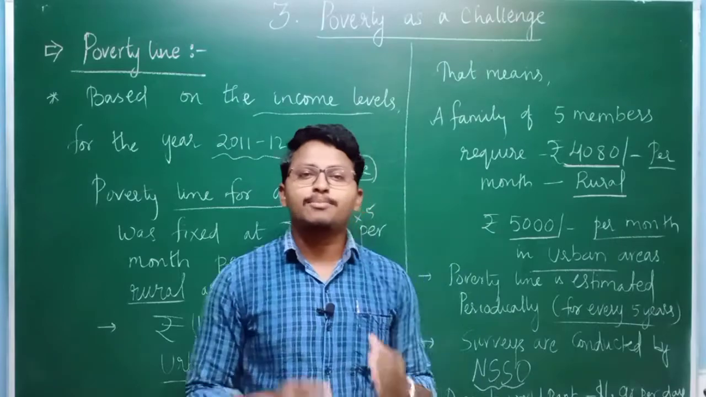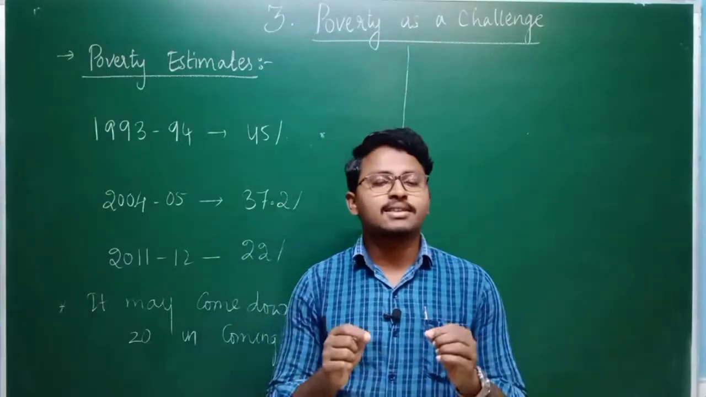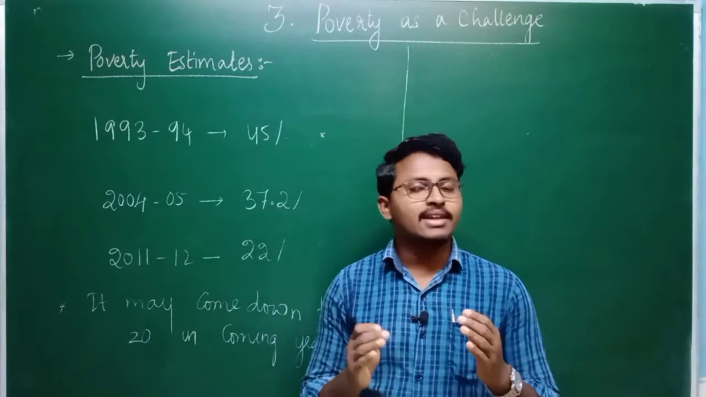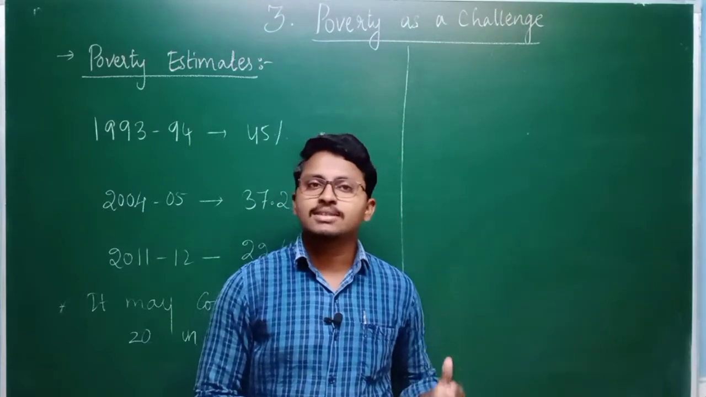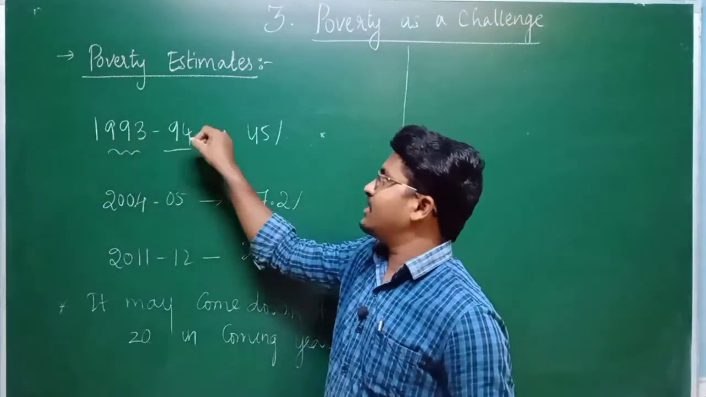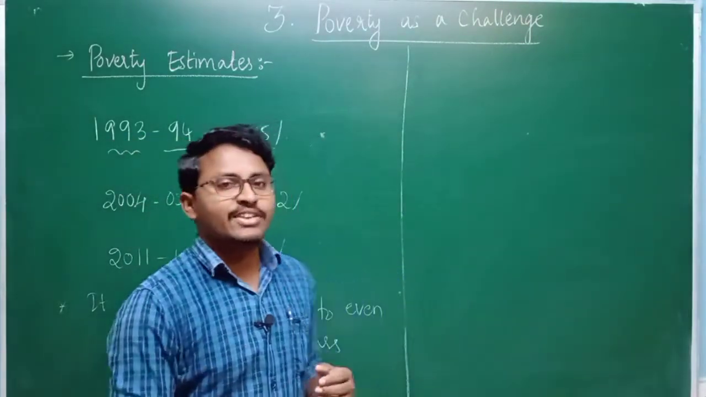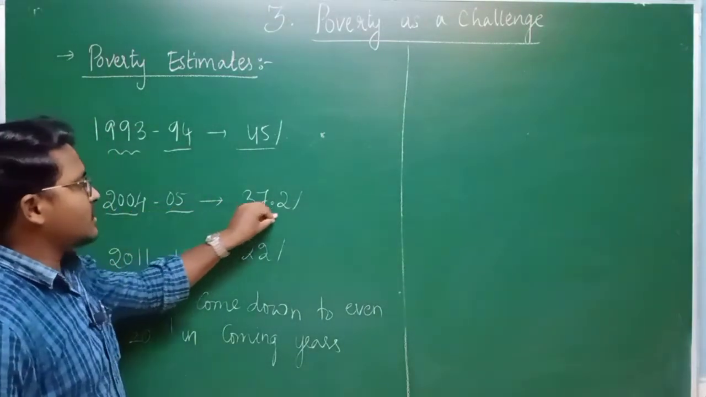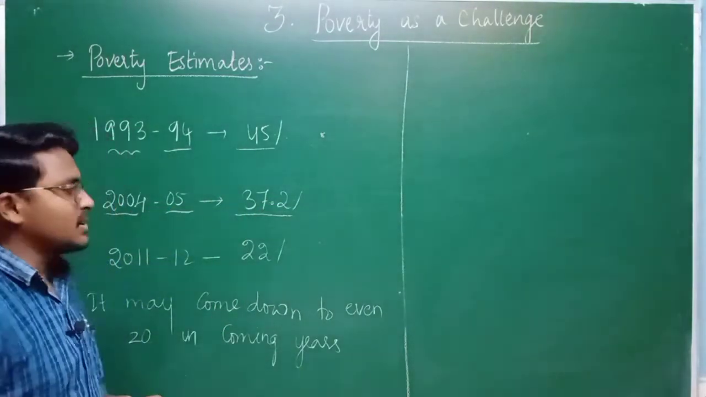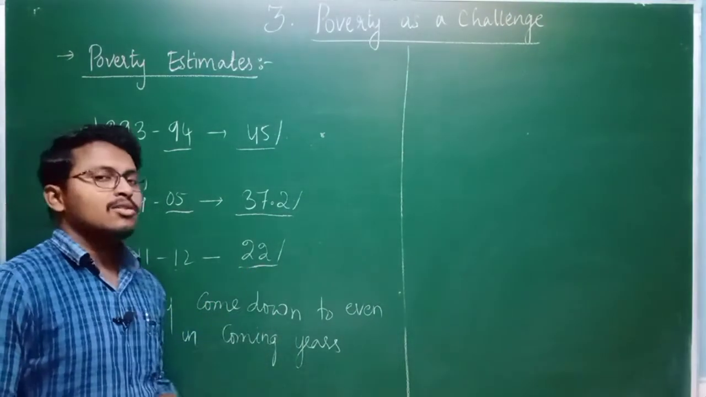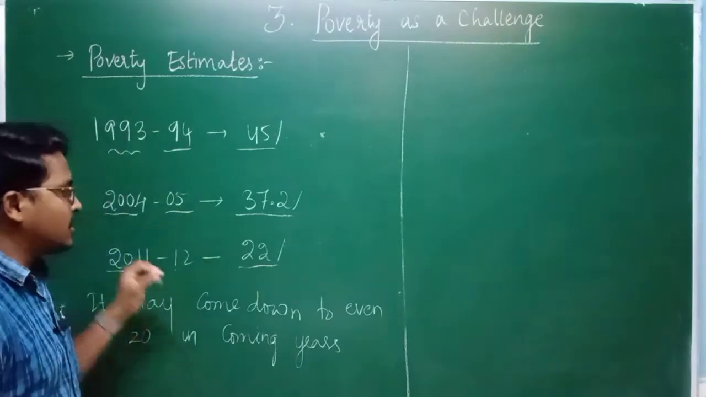So next we will see the poverty estimates. If you look at the poverty estimates over the last 2 or 3 decades, we can find that in India poverty has slowly started decreasing. For example, in the years 1993 and 94 it was somewhere around 45%, in 2004 and 5 the percentage is somewhere around 37.2%, and in 2011 and 12 it is estimated that 22% of the people are living under poverty.